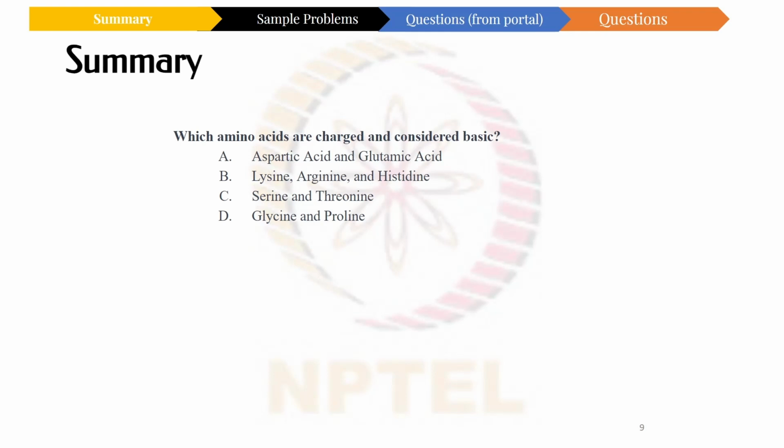Now that we know different classifications of amino acids are possible, which amino acids are charged and basic? We have learned that charged amino acids are further subgrouped into basic amino acids and acidic amino acids. So what are the amino acids that are charged and are considered basic?